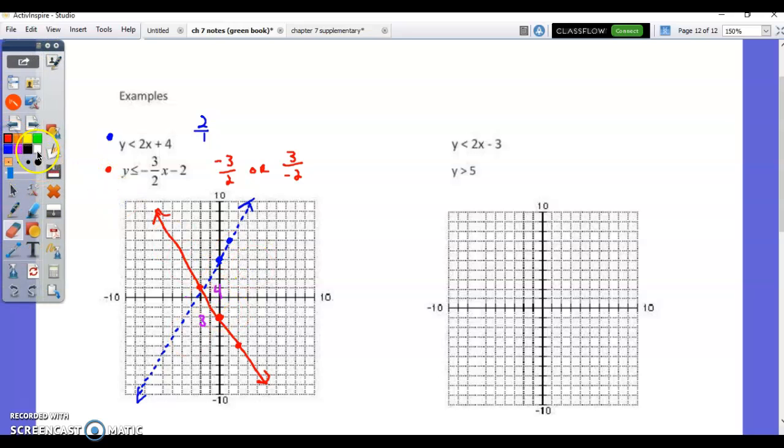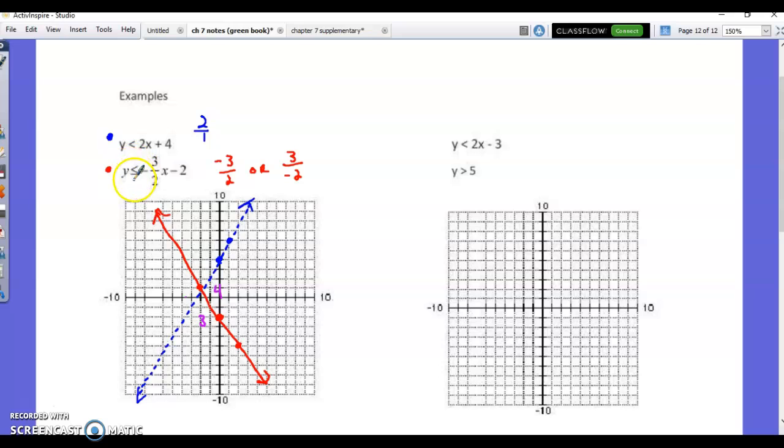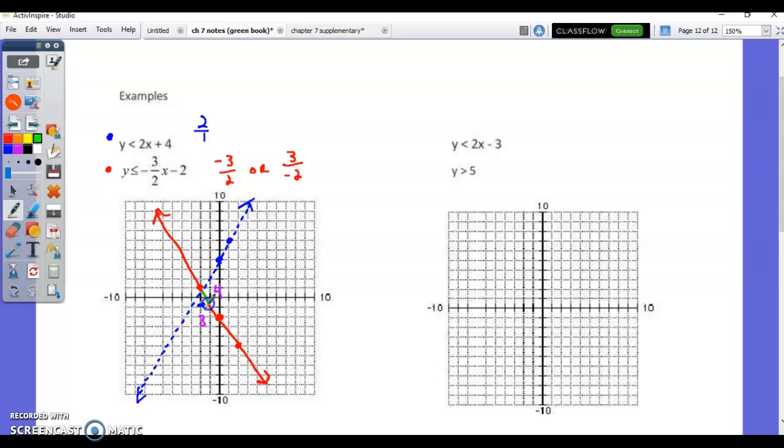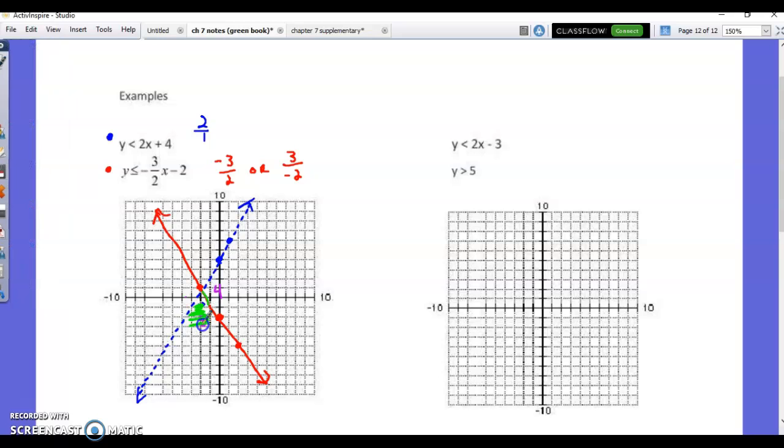Now I look at my red and I say, which way am I going to go? I know it has to be a 3 or 4. This is y is less than also. So as I look at this red line, below the red line would be everything over here. So of course it has to be 3 or 4. Since it's below, it's going to be 3. So I am going to shade in everything in between here. So that's going to represent my solution to that linear system, linear inequality system, I guess I should say.